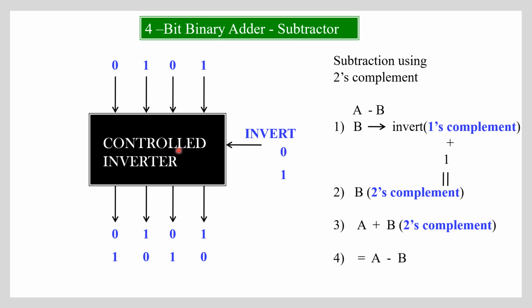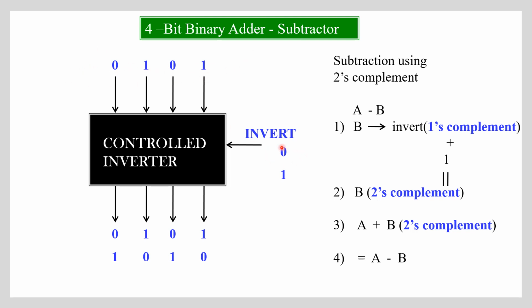Now here by using a circuit, we have seen the controlled inverter provides the output such that when the invert input is 0, the output follows the input, and when the invert is 1, the output is the complement of the input. So we are going to make use of this in our subtraction. So here we have a 4-bit number 0101 and invert.